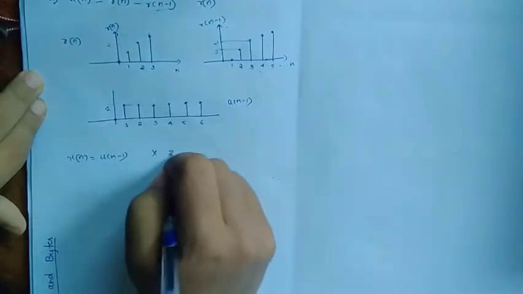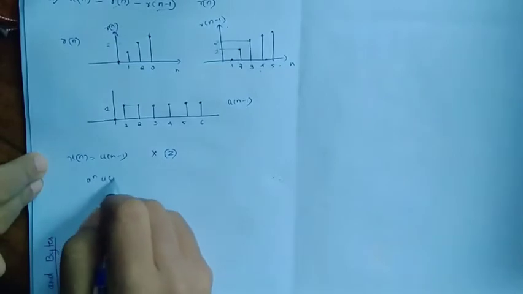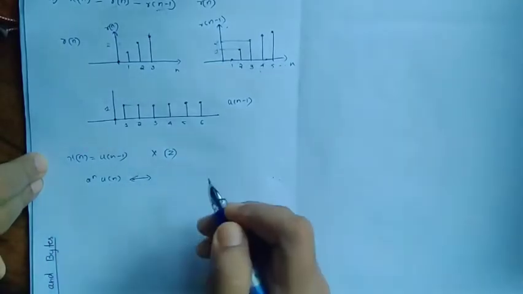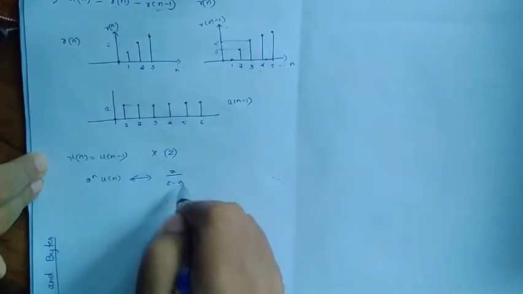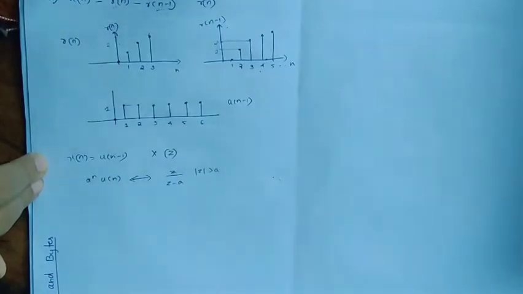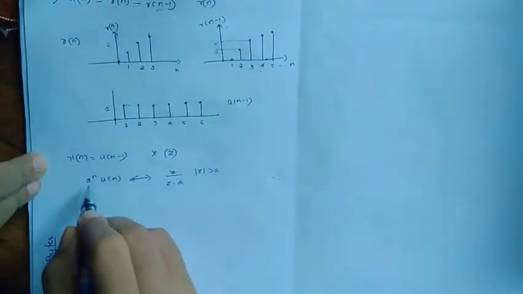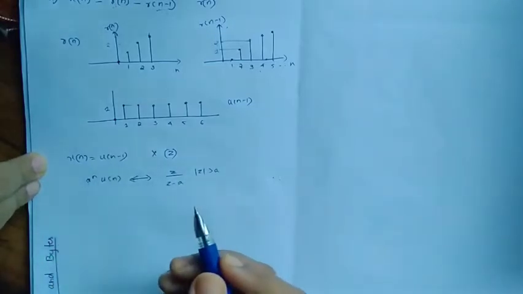Now we have to find out x of z. We know that a raised to n into u of n, whose z transform is equal to z divided by z minus a with ROC z greater than a. Okay, so here, instead of a, it is 1, and instead of u of n, it is u of n minus 1.